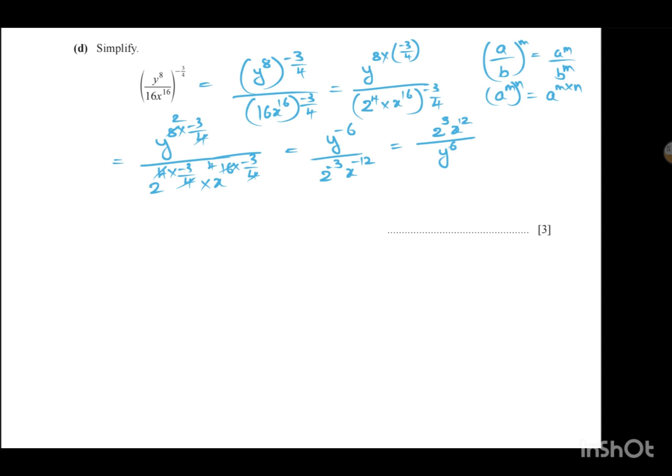And you can write 2 cube as 8. So the answer is 8 x raised to 12 by y raised to 6. This is the answer.